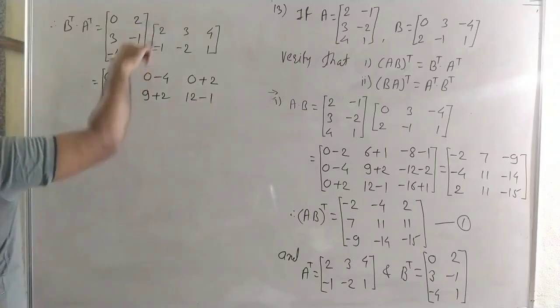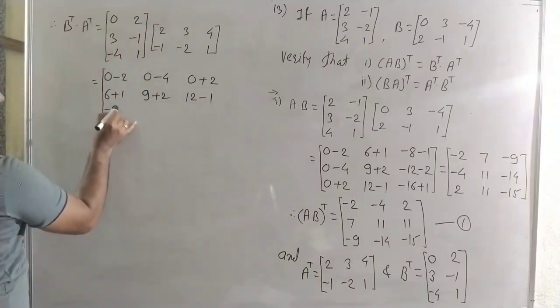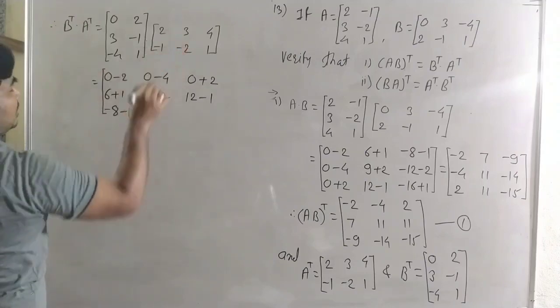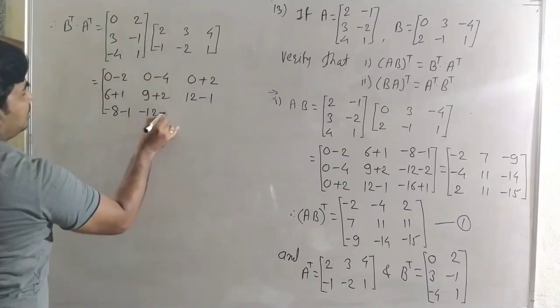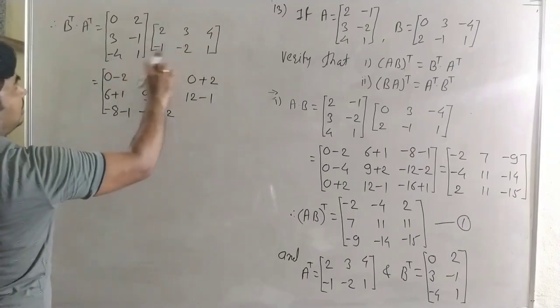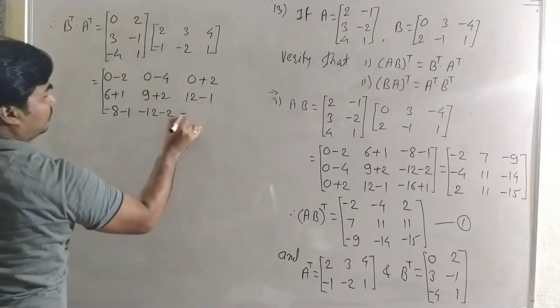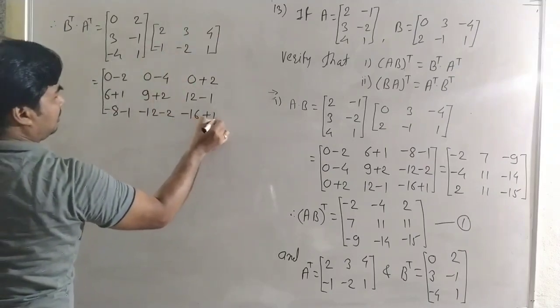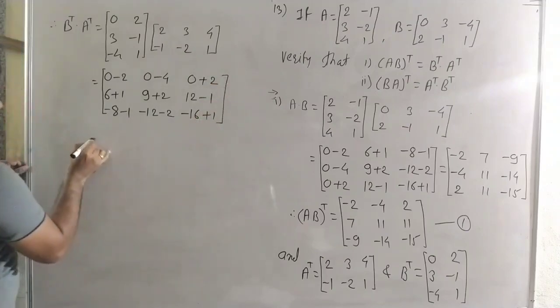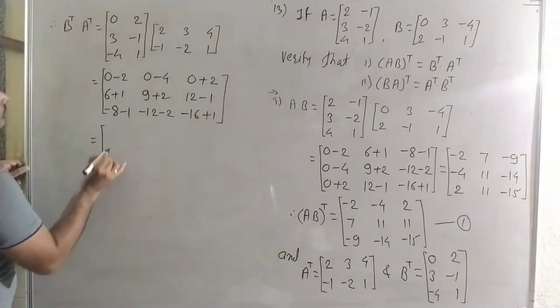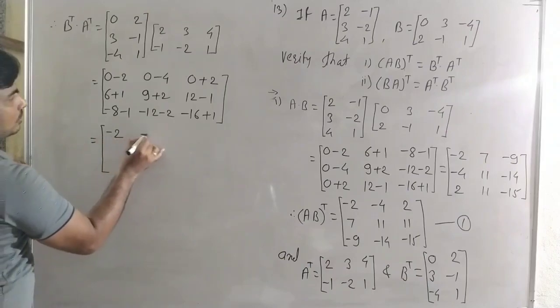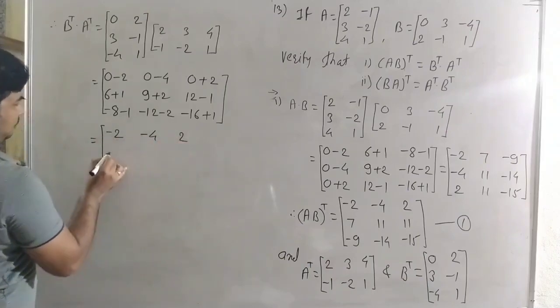Okay. Now third row, first column, it is minus 8 minus 1. Third row, second column, minus 12 minus 2. Minus 12 and it is minus 2. Third row, third column, minus 16 plus 1. And then it is minus 2, minus 4, 2.